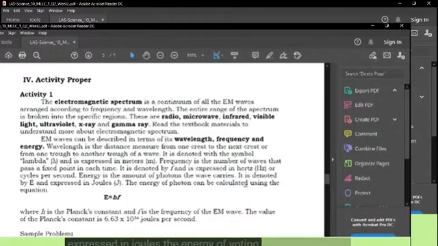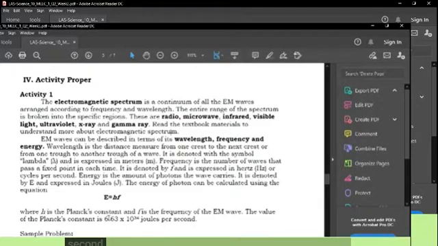The energy of a photon can be calculated using the equation E = hf, where h is the Planck's constant and f is the frequency of the EM wave. The value of Planck's constant is 6.63 times 10 to the negative 34 joule-seconds.